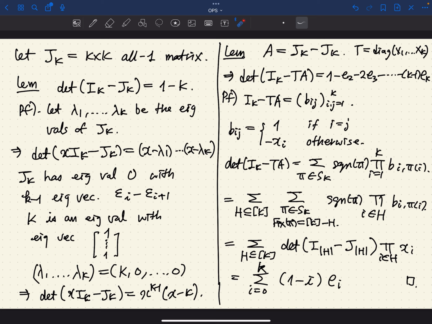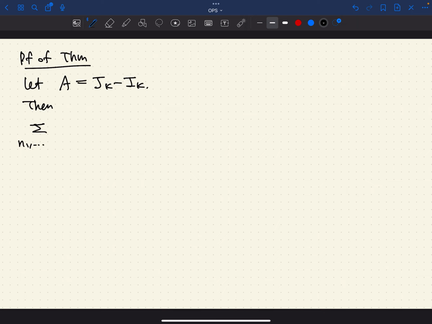Okay, now we have all the ingredients to prove the theorem. So we can complete the proof of the theorem. Let A be this set. Then we know that we proved that this is a determinant of I minus TA.